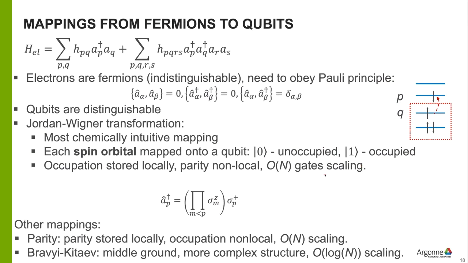And the asymptotic scaling in terms of gates of this mapping is O(n). Other mappings, such as parity, are sort of the inverse of Jordan-Wigner, where parity is stored locally, but occupation is non-local, with the same asymptotic scaling. A more complex mapping is Bravyi-Kitaev. It's a middle ground. It has a more complex structure, and the scaling is logarithmically better when you use that mapping.